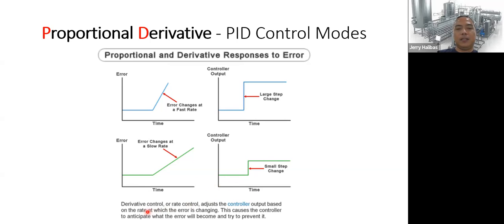So as stated here, the derivative control or rate control adjusts the controller output based on the rate at which the error is changing. So this one is a fast rate, and this is a slow rate. This causes the controller to anticipate what the error will become and will try to prevent it. Okay, so the error that is rising, it anticipates and goes straight to a constant.